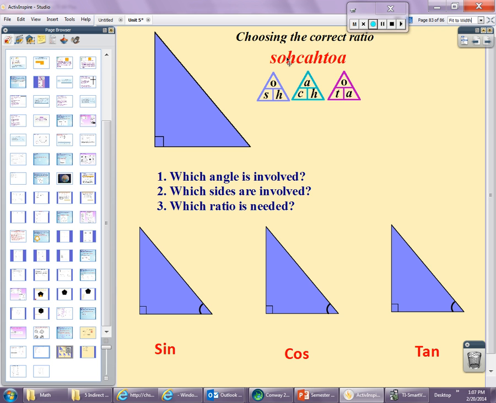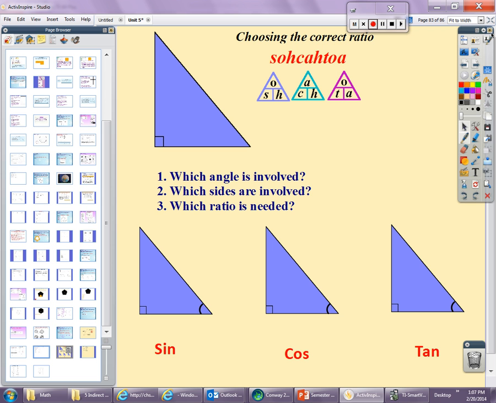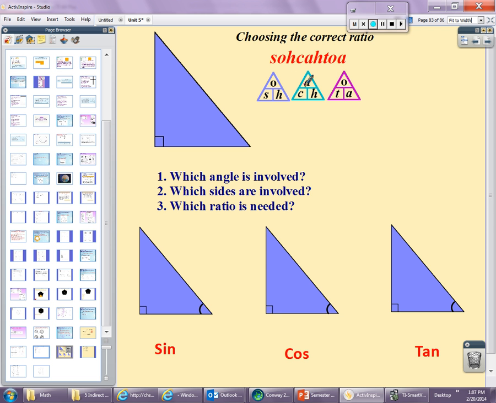SOHCAHTOA. The biggest key here is being able to choose the correct ratio. Okay, now you might be going, what is SOHCAHTOA? What does that stand for? Well, in sine, I want to use the ratio opposite over hypotenuse. In cosine, I want to use the ratio adjacent over hypotenuse. And in tangent, I want to use the ratio opposite over adjacent.